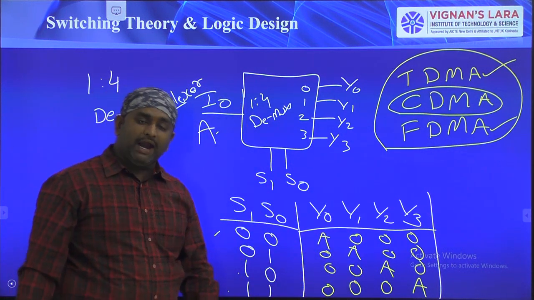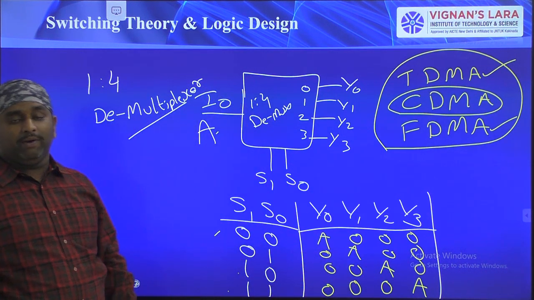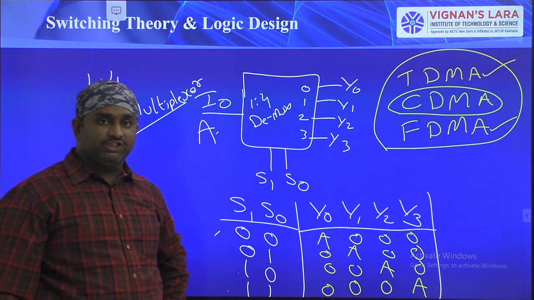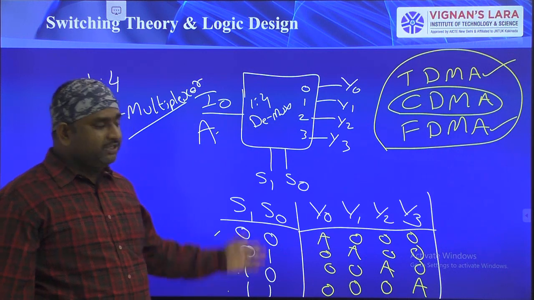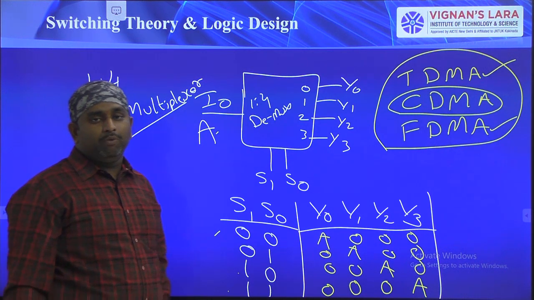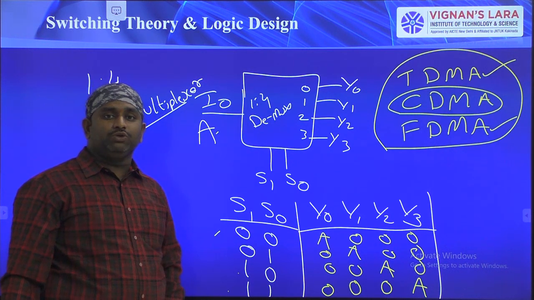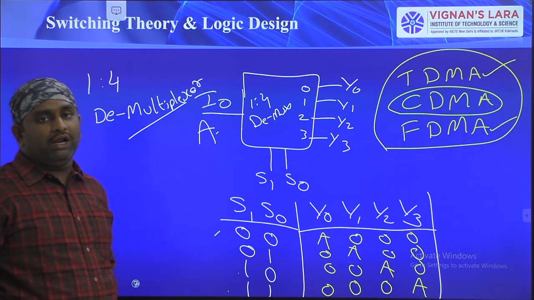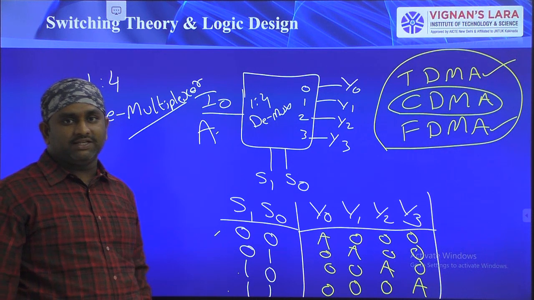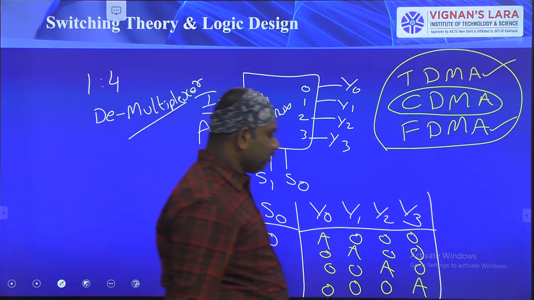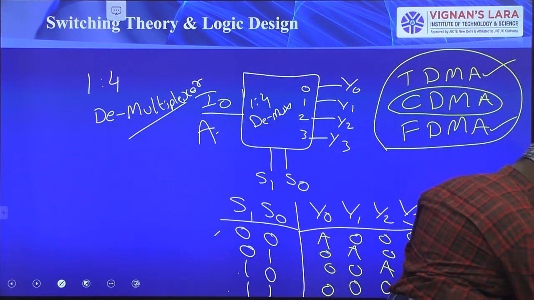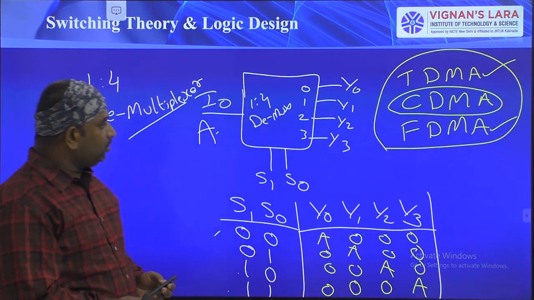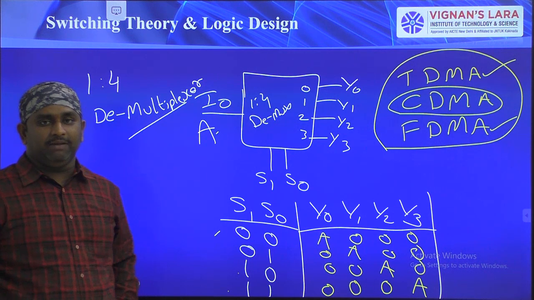So in TV broadcasting, in mobile communication, and for satellite signal communication or signal streaming, you can use these multiplexers and demultiplexers. Most of the time you use them in digital equipment, on the digital electronics side. So this is about multiplexers and demultiplexers.